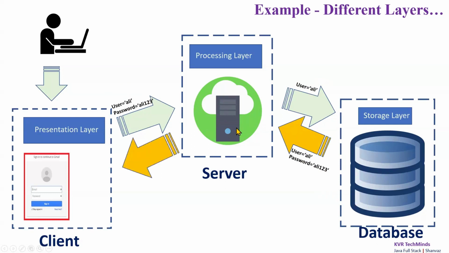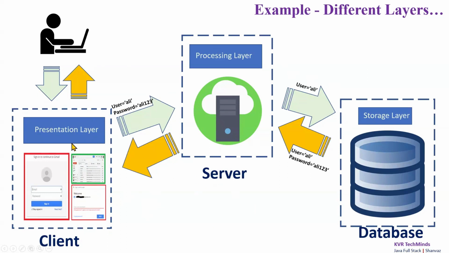When both are matching, it will send a success response back to the user with all his emails. In case the password is not matching for a given user ID, the processing layer will send an error message to the user saying invalid credentials. Either this success response or failure response is given back to the user. So this is one simple example to understand how the client, server and database work together. I hope you got it.